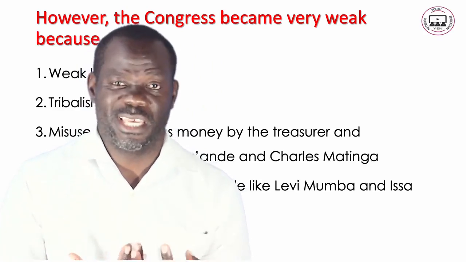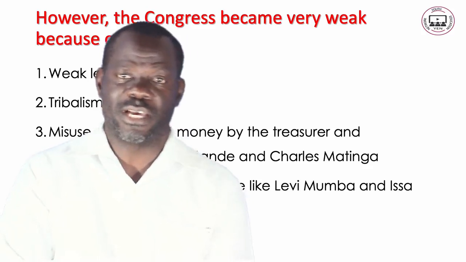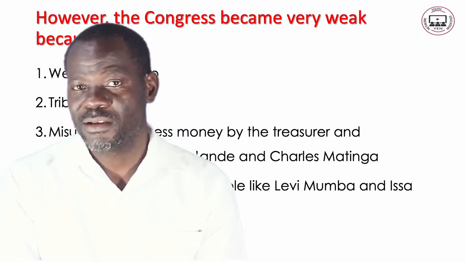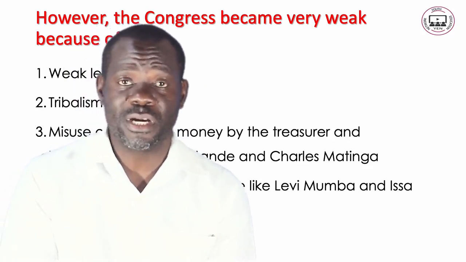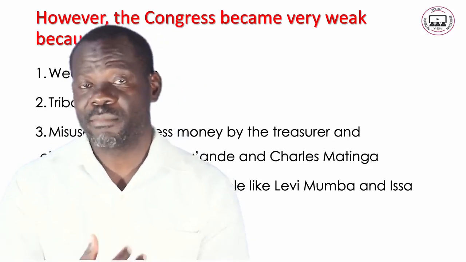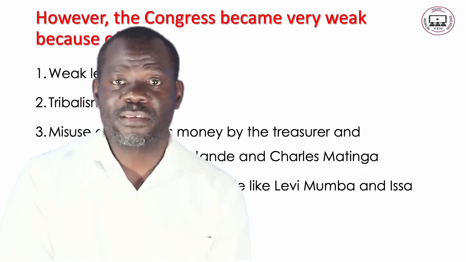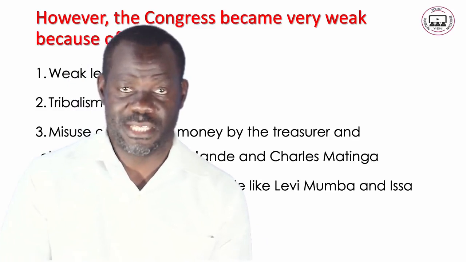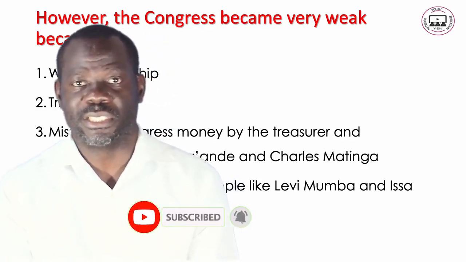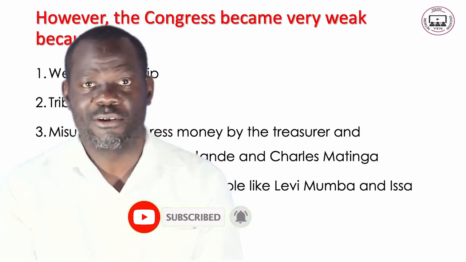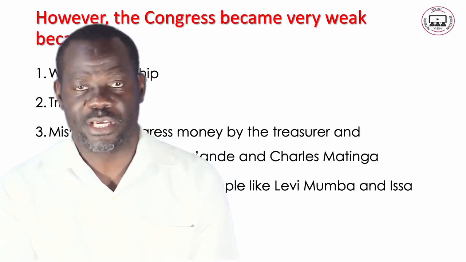It was weak, too weak for its voice to be heard by the government. So why was it weak? We are saying that because of weak leadership. After Lev Mumba died, those who came after him were weak. Tribalism. Other people thought that they were more Malawian than others. As a result, they started segregating. Hey, you the Chewa, hey, you the Tumbuka, hey, you the Yao. As a result, they failed to make one voice heard by the government.